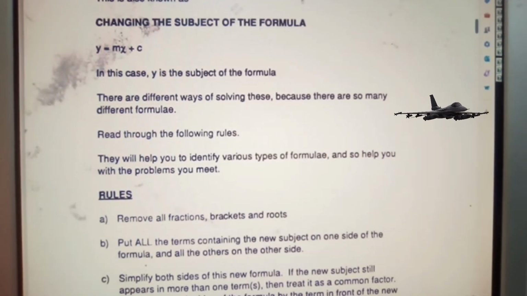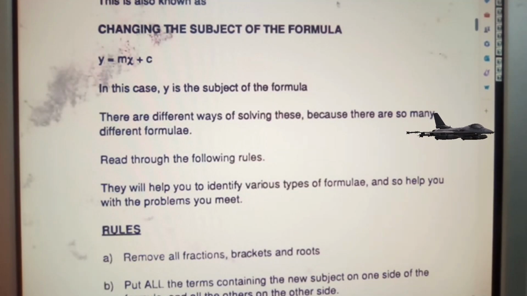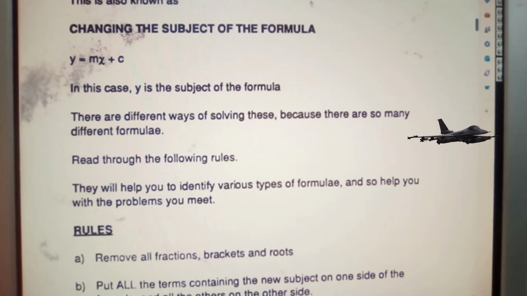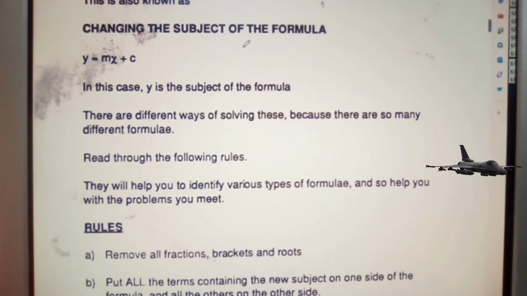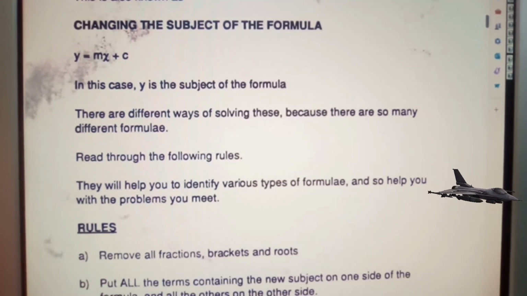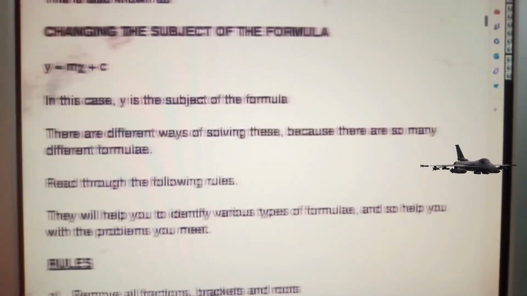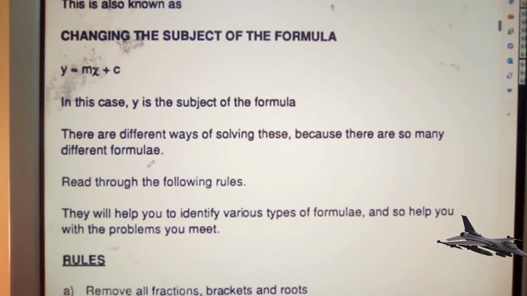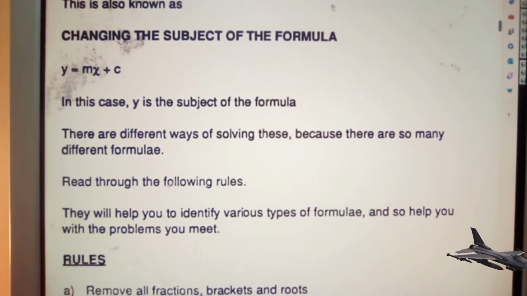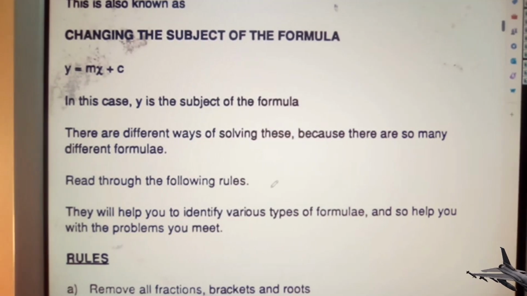Okay, let me just look at this a second. It's still a little bit small, so let me see if I can bring it a bit further. That's better, I think.